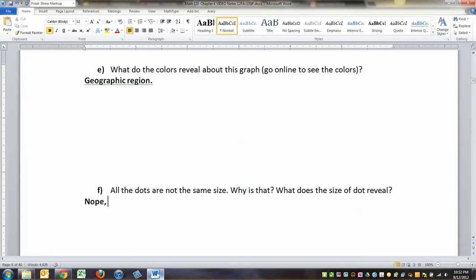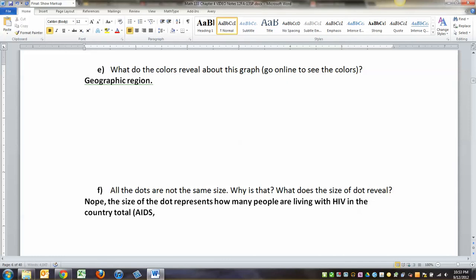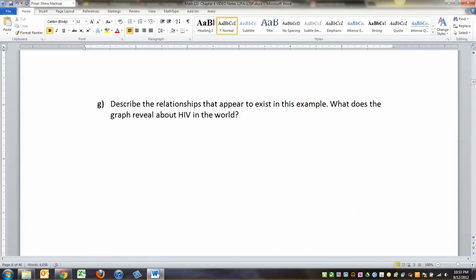Okay? So the dots, the larger the dot, oh, here, how about this? The size of the dot represents how many people are living with HIV in the country, total. And that means AIDS, HIV but not symptomatic, right? Not showing symptoms yet. Symptomatic, HIV positive, but under control with meds, etc. Okay? All right, describe the relationship that appears to exist.